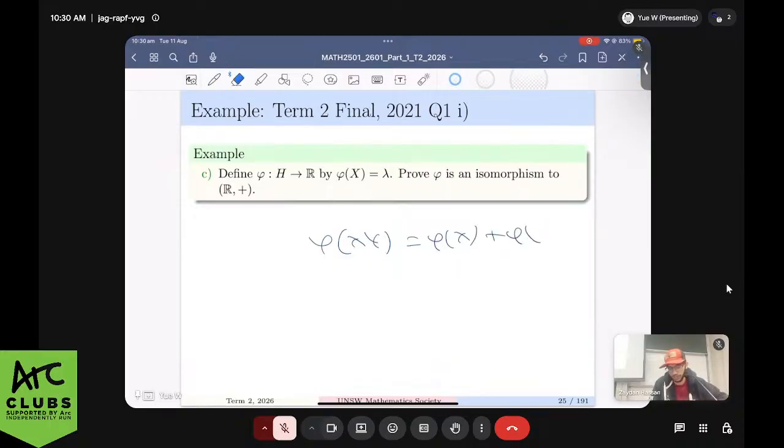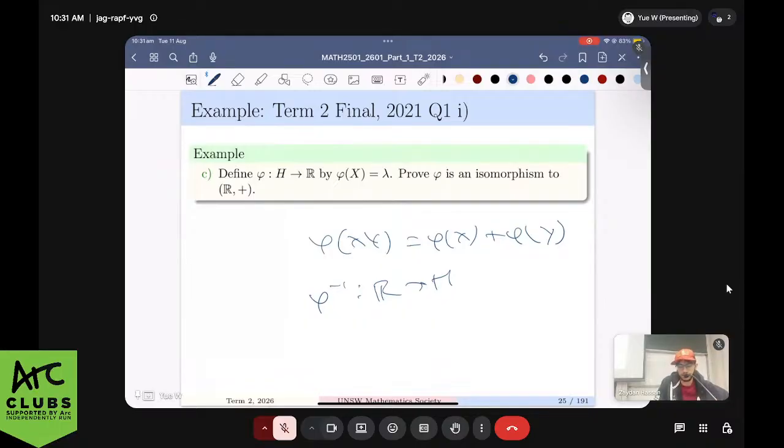Now, that proves that this is a group homomorphism because it respects the operation of the group. Now, you just need to show it's an isomorphism, which means you need to show it's invertible. You could prove injectivity and surjectivity, but often a nice trick is just to prove it has an inverse by constructing the inverse. So what would the inverse be? It would be phi inverse from R to H, which takes in a real number and outputs the element of H corresponding to it.